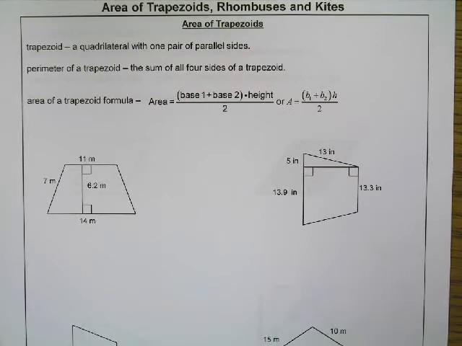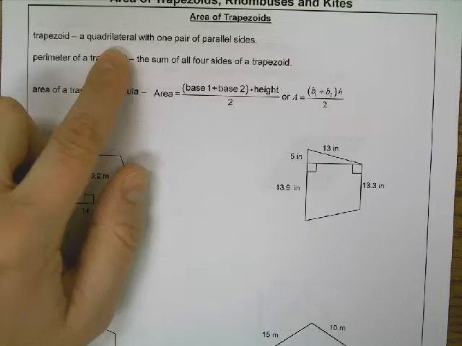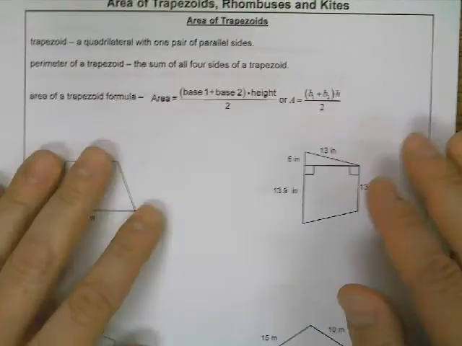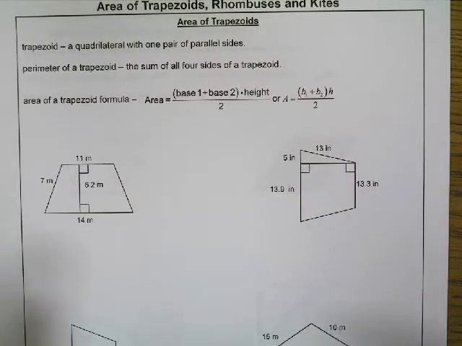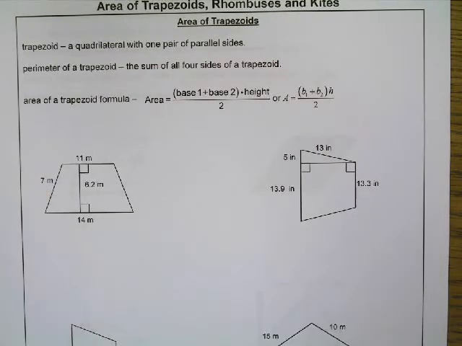Hello, it is Wednesday, and today we're going to be finding the area of trapezoids, rhombuses, and kites. A trapezoid is a quadrilateral that has one pair of parallel sides. The other two sides across from each other have to not be parallel for it to be a trapezoid.